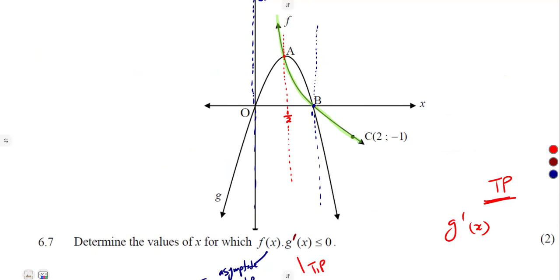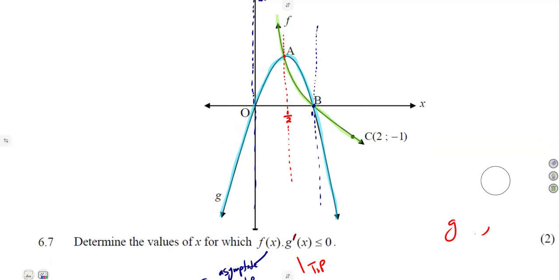We do not have asymptotes for G prime for this parabola that we have. It is only for f of x. F of x is the one that has asymptotes. But as for G, it is the turning point. We measure it. Its derivative is guided by what? The turning points.